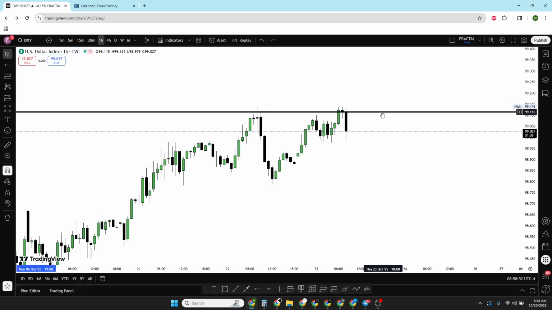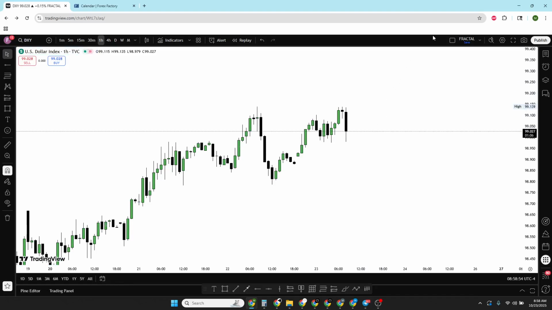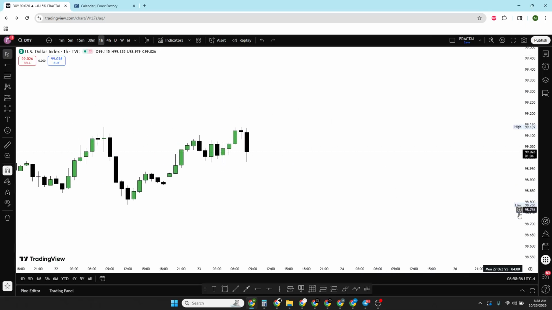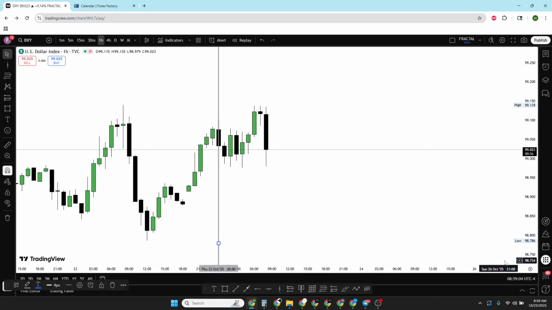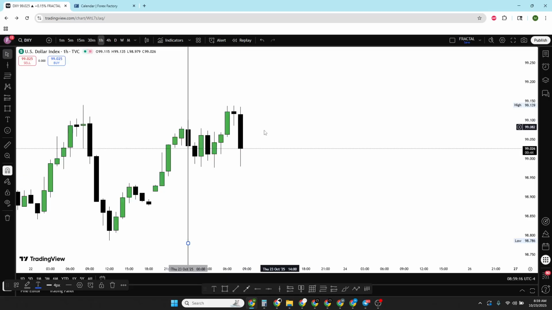So I'm going to just take the consequent encroachment level off. And now we're going to just zoom in to the daily range. So we started on today's Thursday. We're still in, it's about to be 9 a.m. So we're still in the New York kill zone, New York session. But I wanted to bring you guys this video really quick because our fractal model played out pretty precisely.